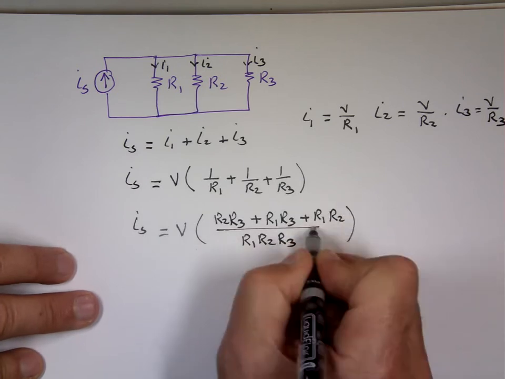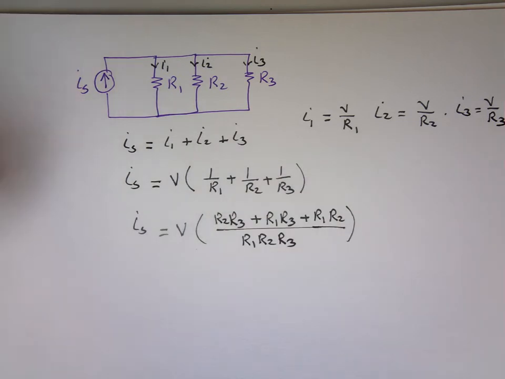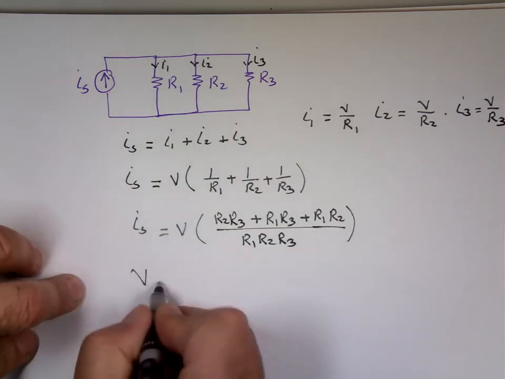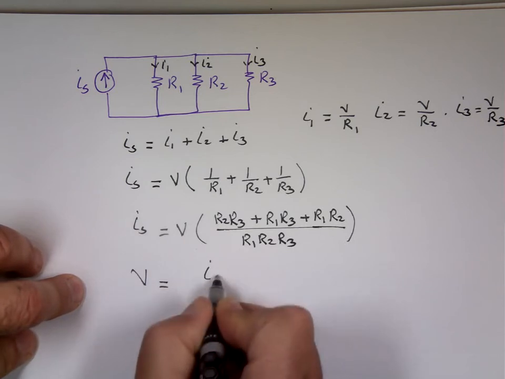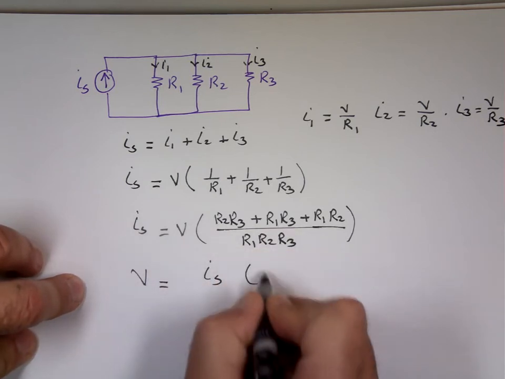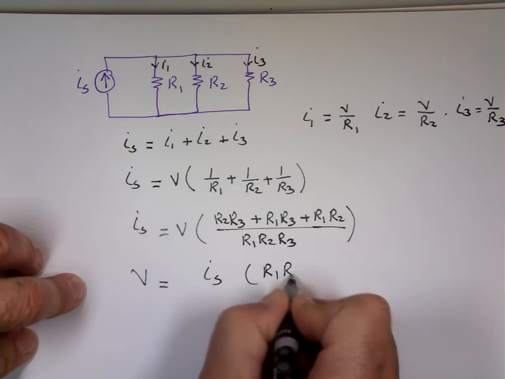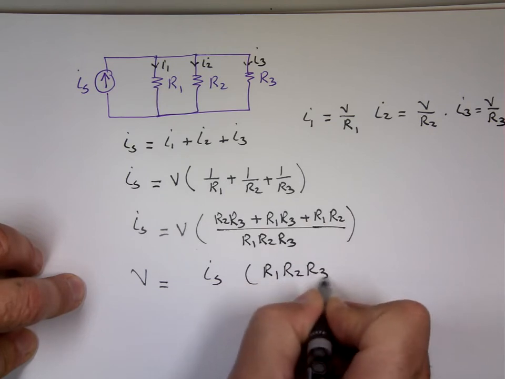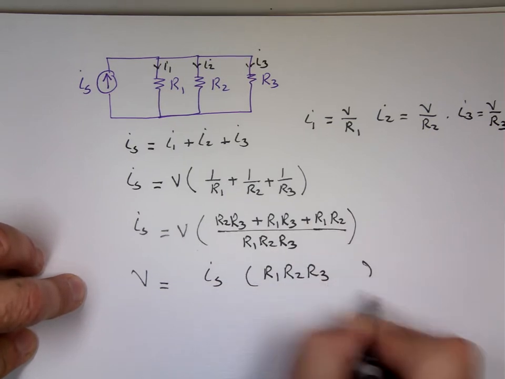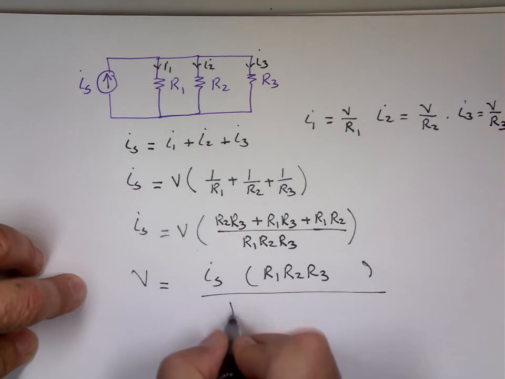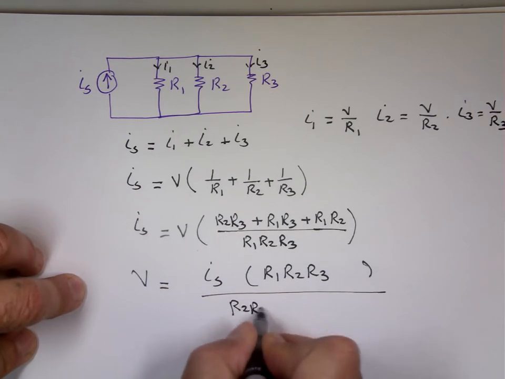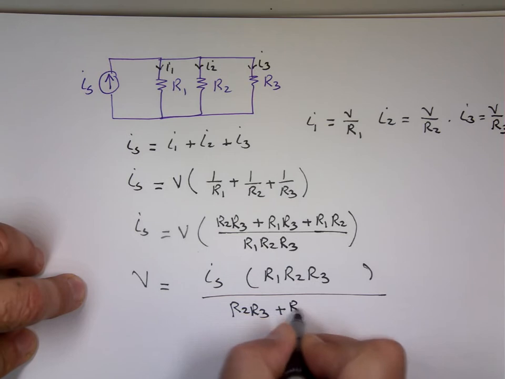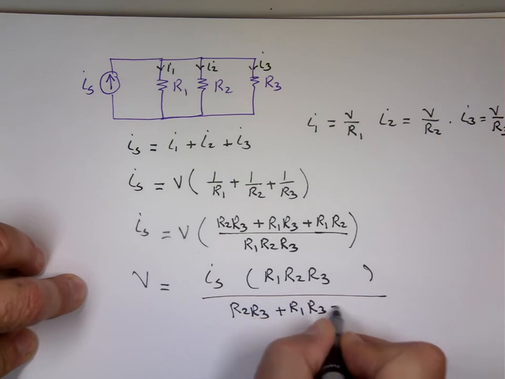If you find the LCD, write them individually and combine them. So what is V equal to? I sub S over this, which means multiply it. That's R1, R2, R3 over R2, R3, R1, R3, R1, R2.